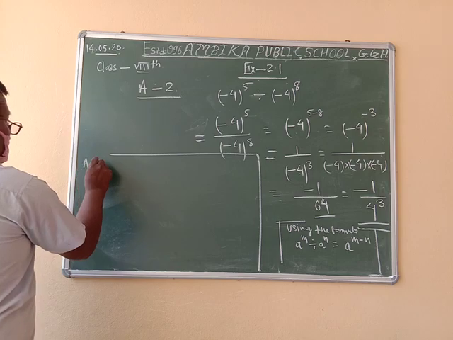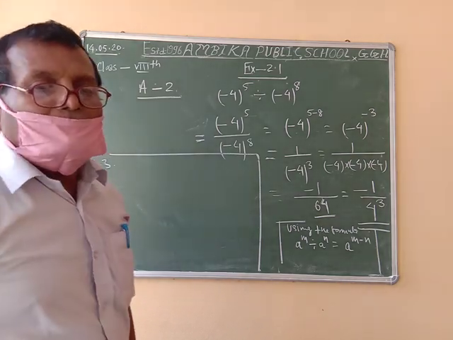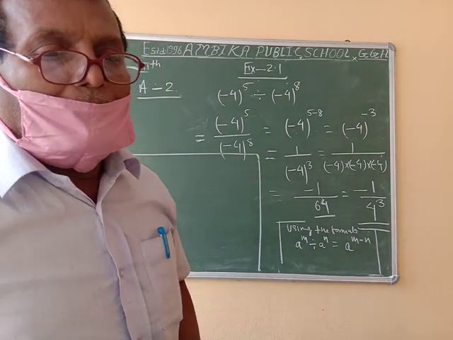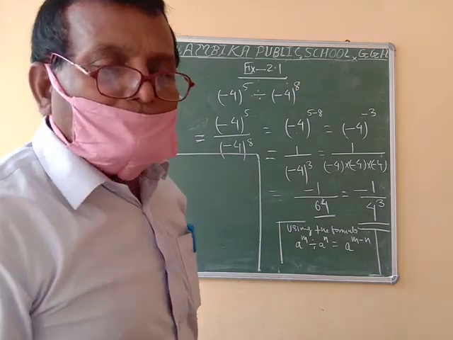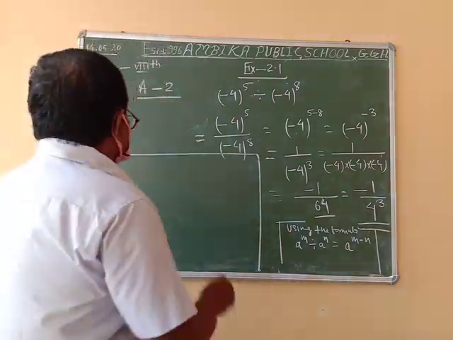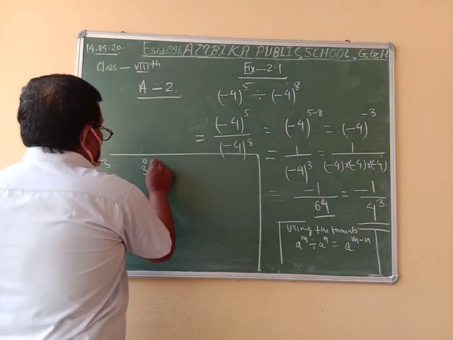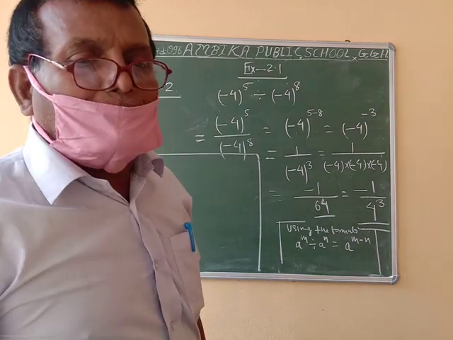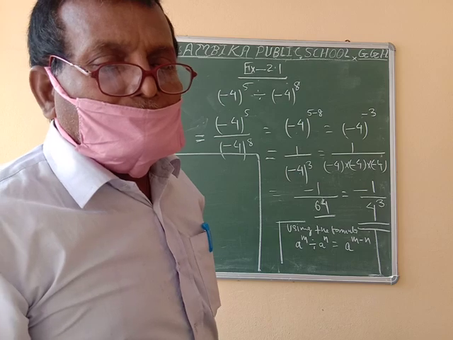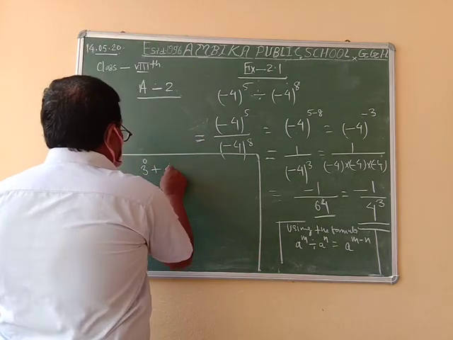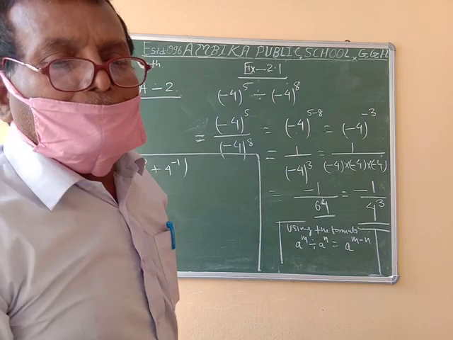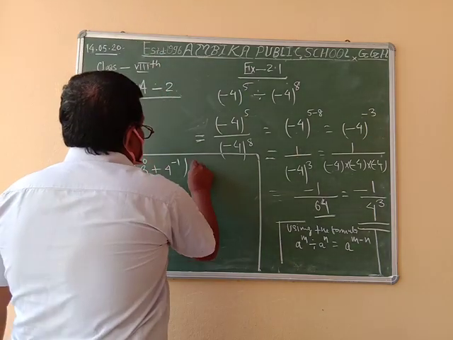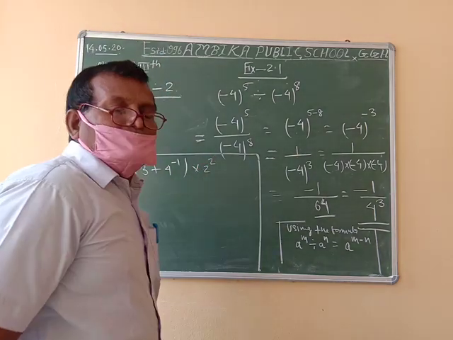Answer 3. In question 3 we have to find the value of 3 to the power 0 plus 4 to the power minus 1, bracket, into 2 square. We have to find the value.